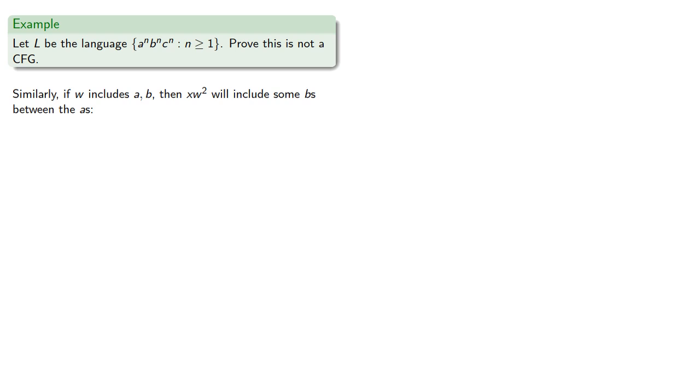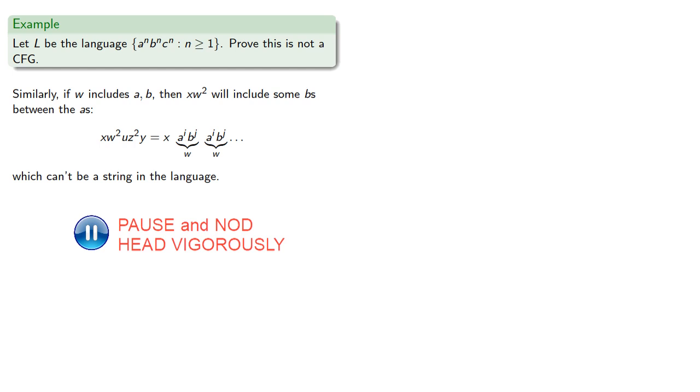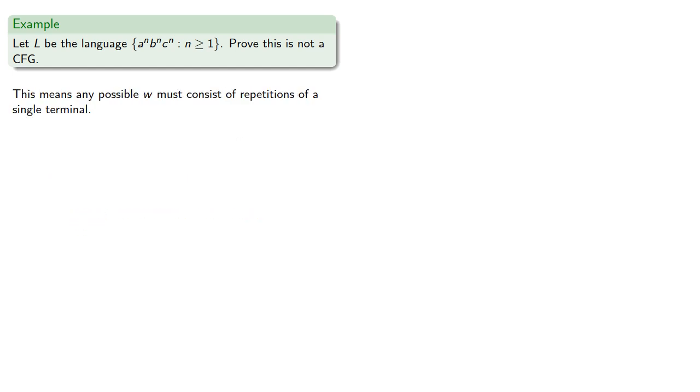Similarly, if w includes a's and b's only, then x w squared will include some b's between the a's. So that'll be whatever x is, followed by w again, and again this can't be a string in the language. This means any possible w must consist of repetitions of a single terminal. So what if w is just a bunch of a's?